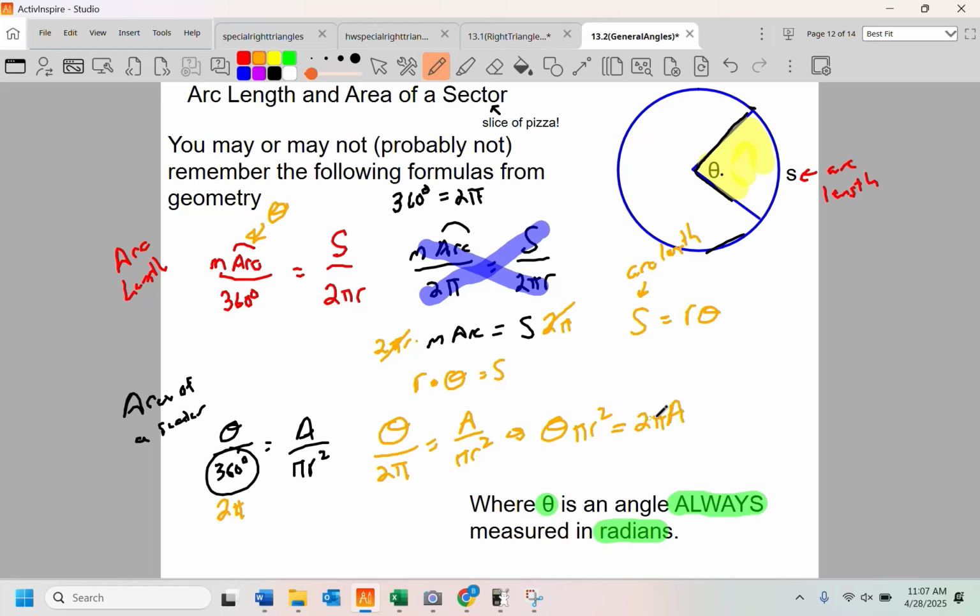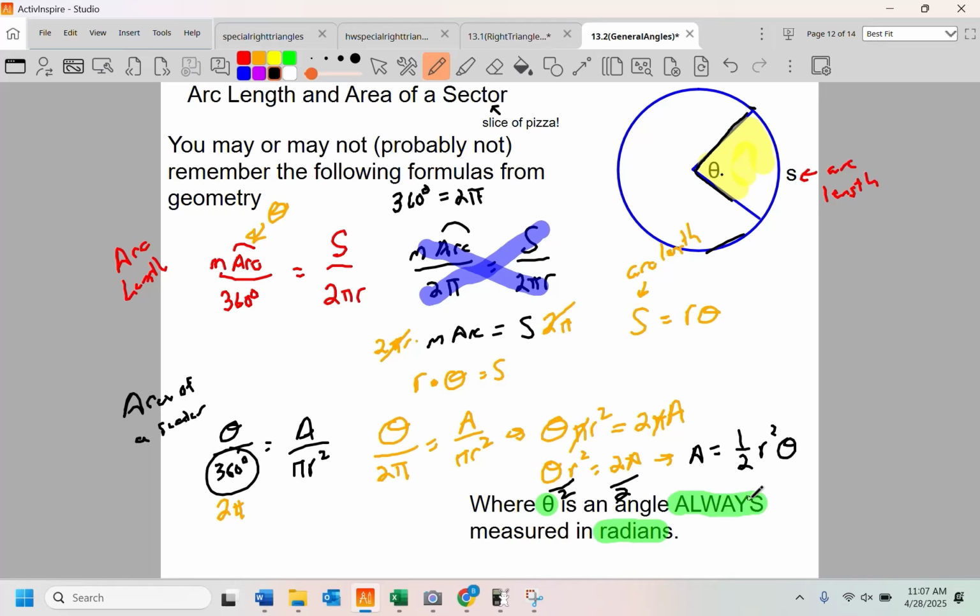Divide out the pi on both sides, all right? And you have theta r squared equals twice the area. Now divide out the 2. And we get this version of it. I don't like to say theta r squared over 2. I like to say that area is 1/2 r squared theta.